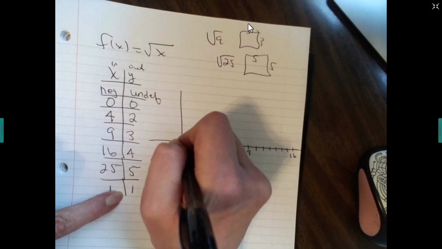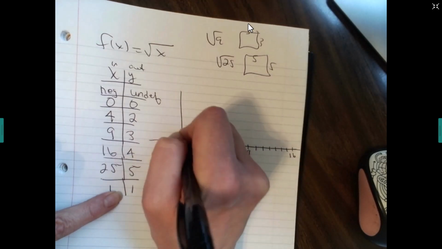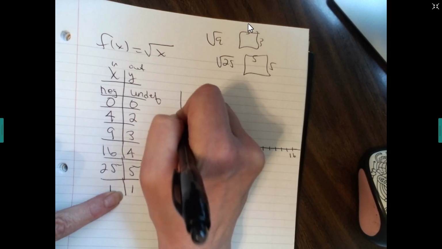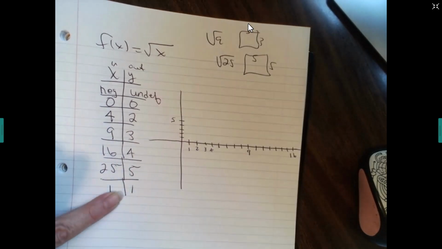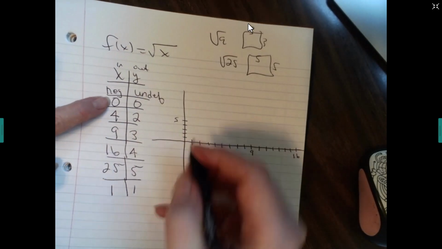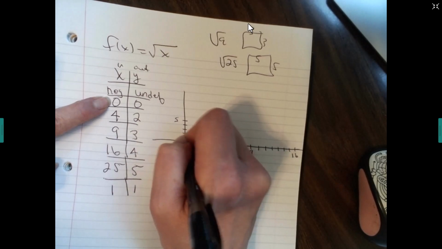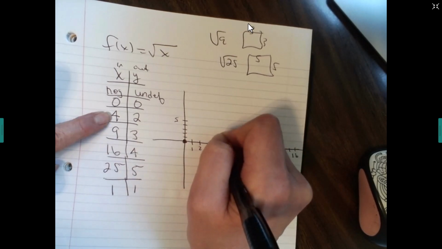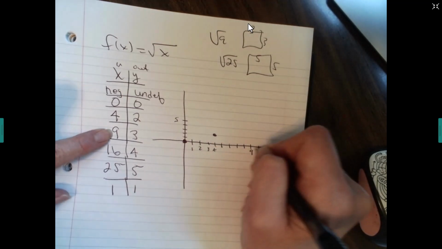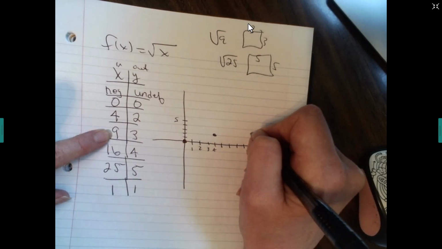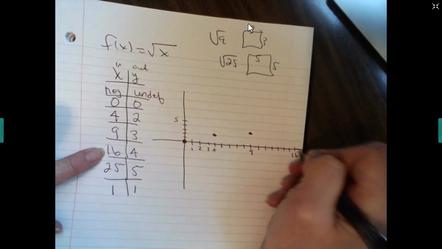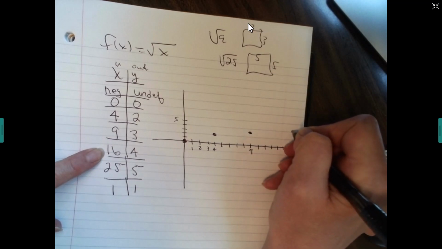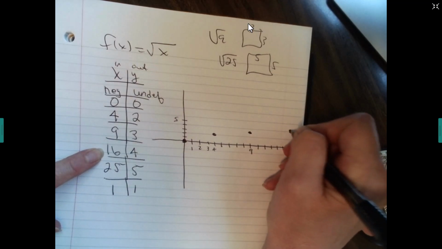So let's see, I have a 0 there. Let's just go 1, 2, 3, 4, 5. So there's my 5. Okay, so when my input is 0, my output is 0. When my input is 4, my output is 2. When my input is 9, my output is what, 3? When my input is 16, my output is that 4? It's hard to see sometimes on these.